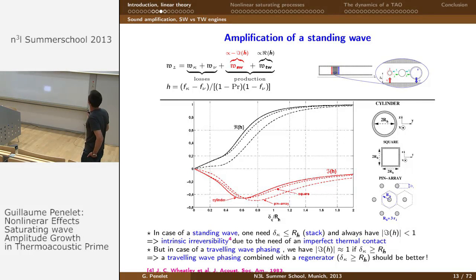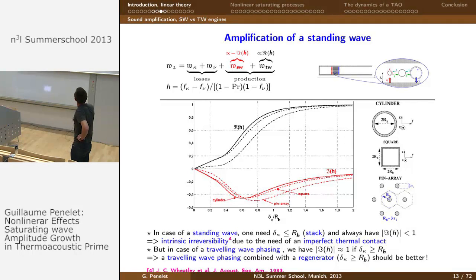And what we can see here is that, first of all, the work production is more efficient if the hydraulic radius of the channel is slightly larger than the thermal boundary layer thickness. So this means that we need an imperfect thermal contact. And we can also see that this function, which should be bounded between 0 and 1, is always significantly lower than 1. So this means that this process is intrinsically irreversible. And this is due to this imperfect thermal contact.